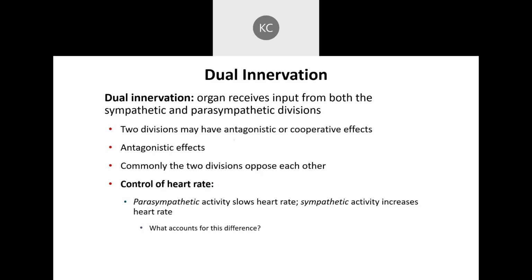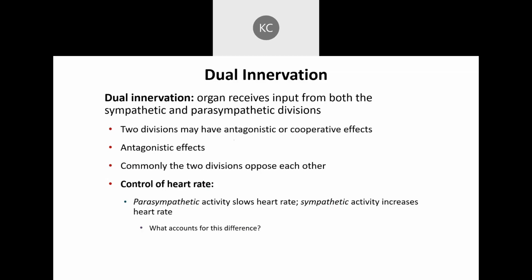Now, why do you have opposite effects? In other words, when you innervate the heart, why are you having a slowed heart rate when you have parasympathetic innervation versus an increase in heart rate when you have sympathetic activity? What is the difference, right? What accounts for the difference? So maybe pause the video, try to think about why you have this difference, and we're going to move on. We're going to talk about it, right?